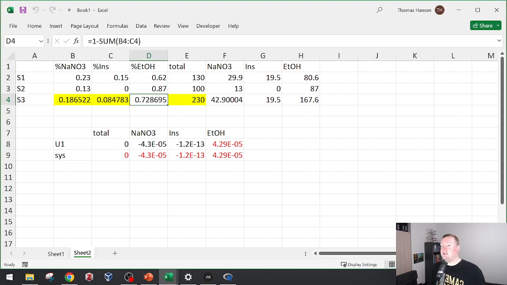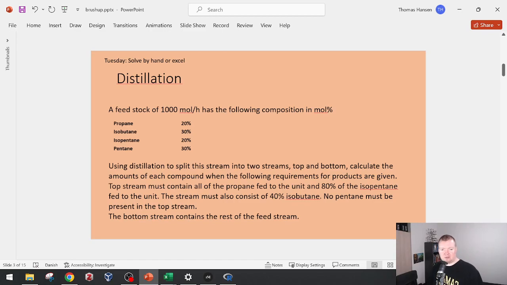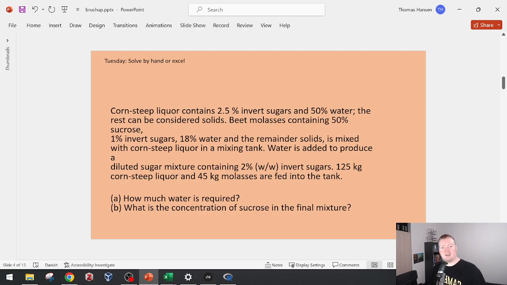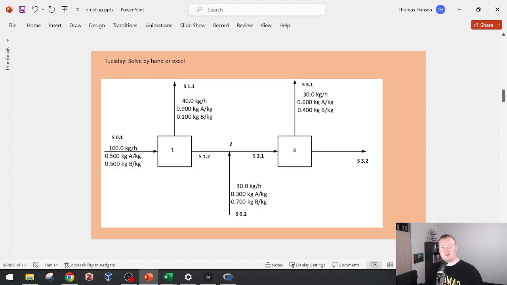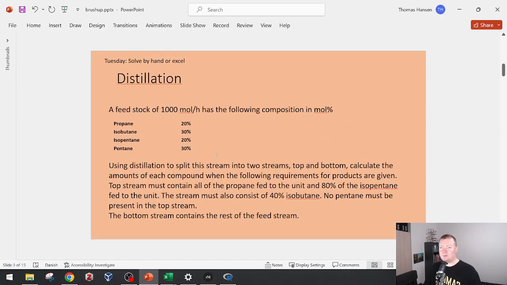But yeah, that I believe was all I had planned for today. For tomorrow's stream, I will go through the distillation, where we have a lot of weird information to put into equations. I will go through this corn steep liquor mixing, where we have 3 streams being mixed together. And I will go through this one, where we have a lot of information and we have to figure out, you can also see at this point, we are scaling up to having more unit operations. So that's my plan for tomorrow. If you want to watch along, you're welcome to do so.